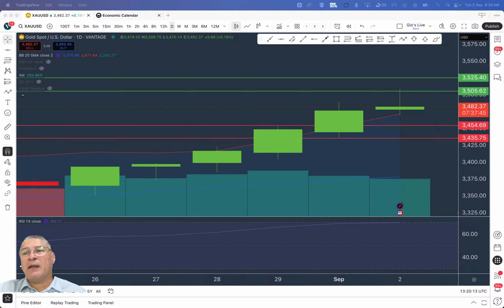So therefore, gold making new all-time highs, the idea of gold continuing to move higher is applicable. Even though we did open gap up, it has been closed. So gold is actually walking the upper Bollinger Band. So that's a positive sign to be bullish on gold.